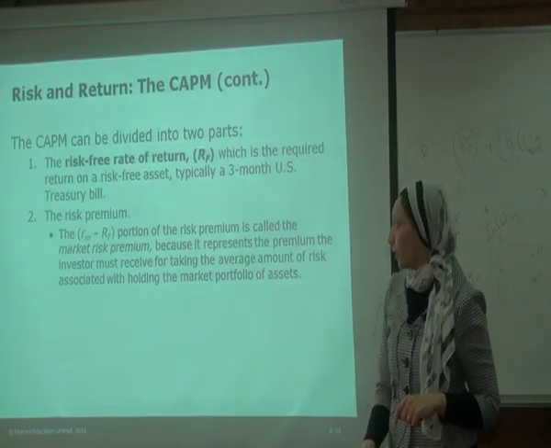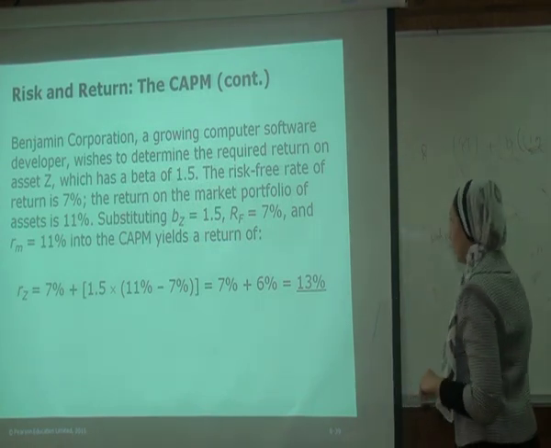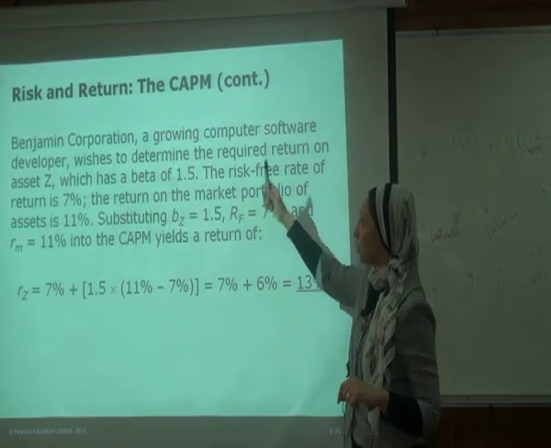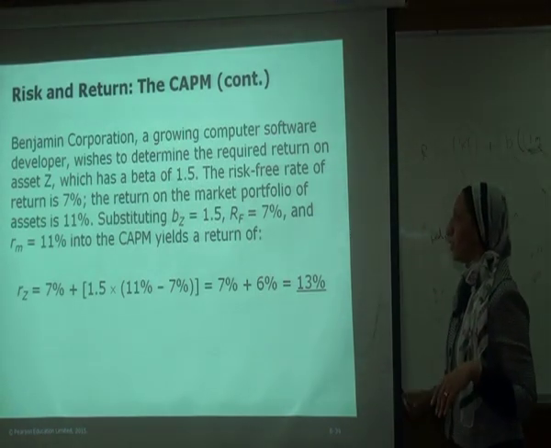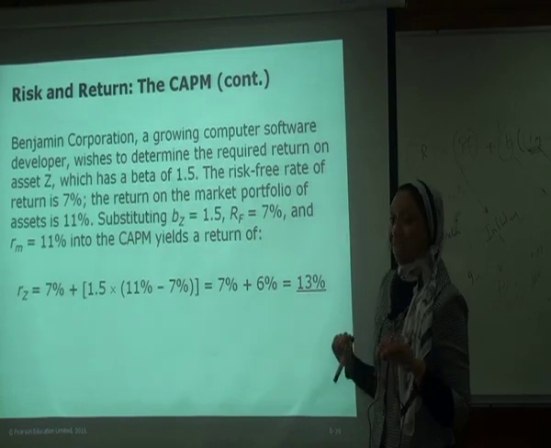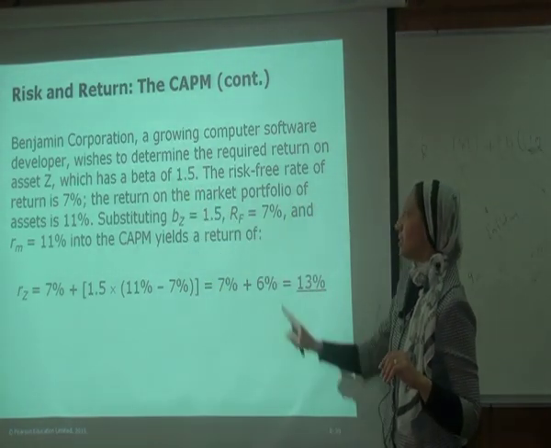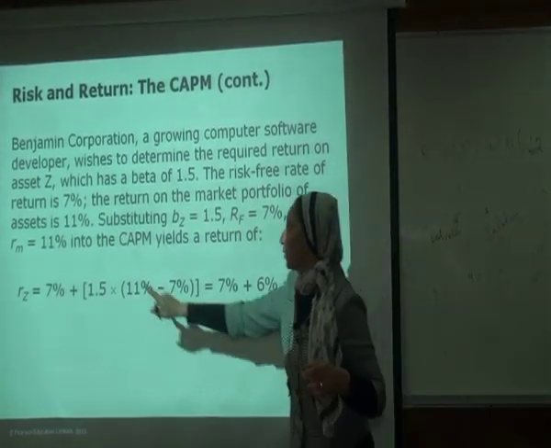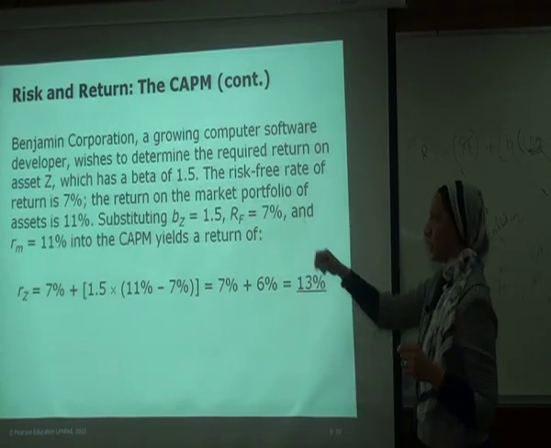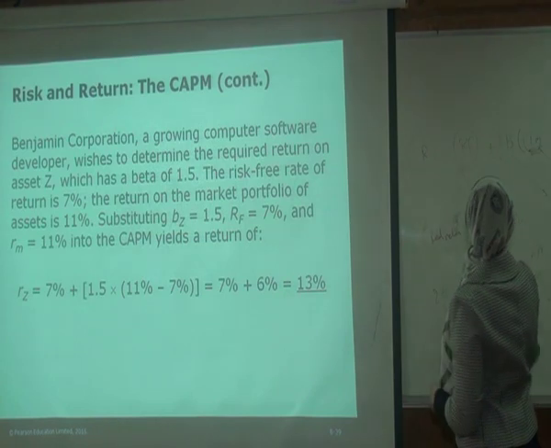Okay, what about considering an example here? We have a company, a computer software developer, that wishes to determine the required rate of return on asset Z, which has a beta of 1.5. The risk-free rate is 7%, and the return on the market portfolio is 11%. Okay, let us substitute this to calculate the required rate of return as here.